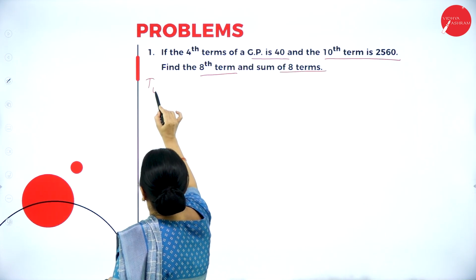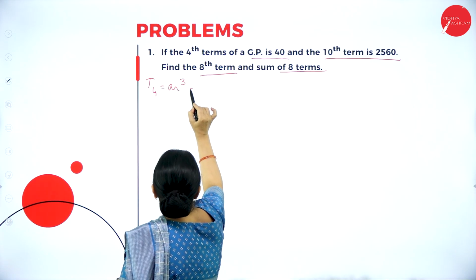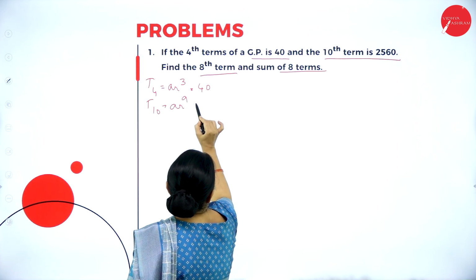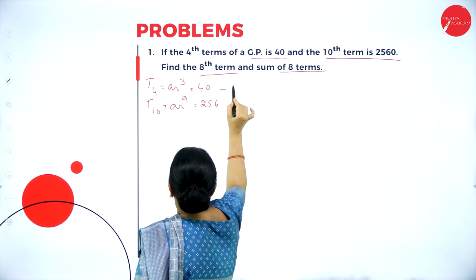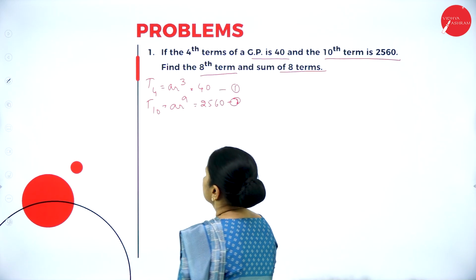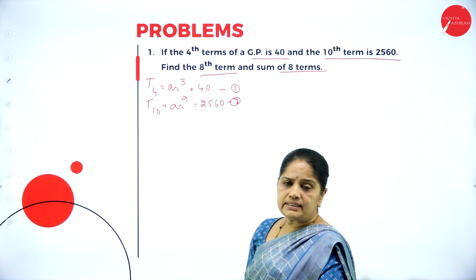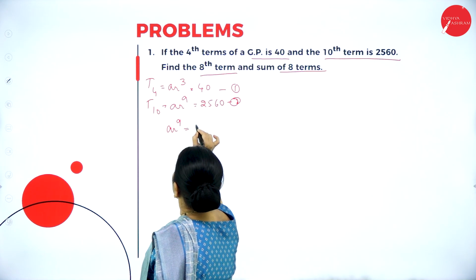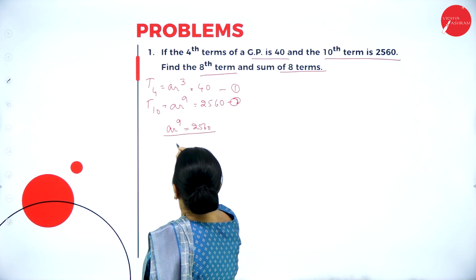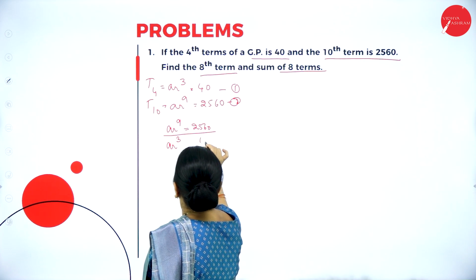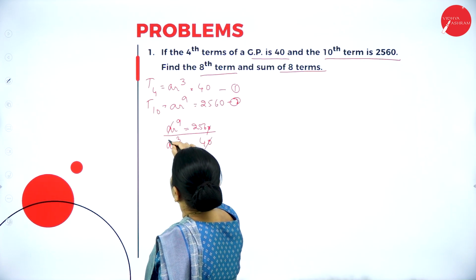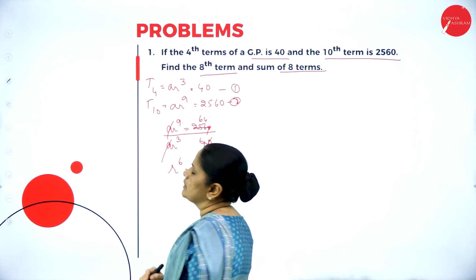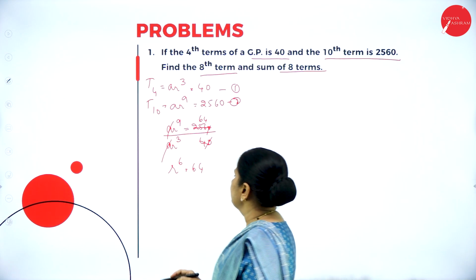Now they have given T4 or AR cube equals 40, and T10, AR to the power 9, equals 2560. Yes, so we have two equations here. I'll divide the second equation by the first equation. So AR to the power 9 equals 2560 whole over AR cube by 40. A and A get cancelled. R to the power of 6 equals 64.